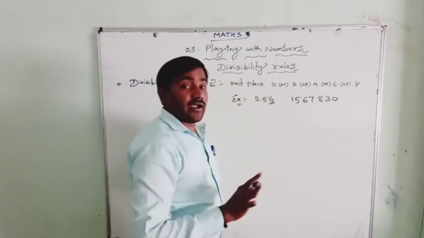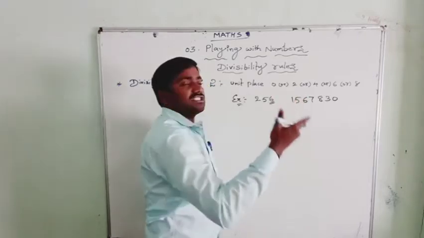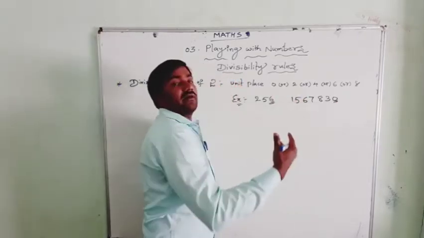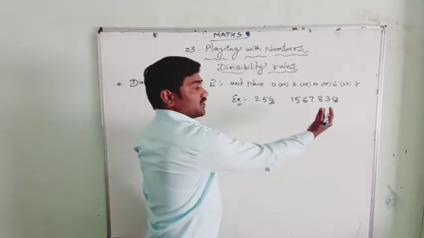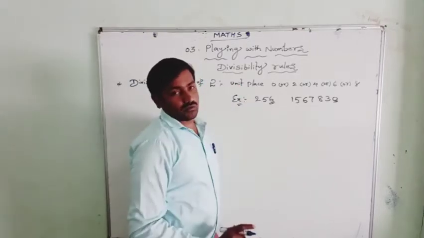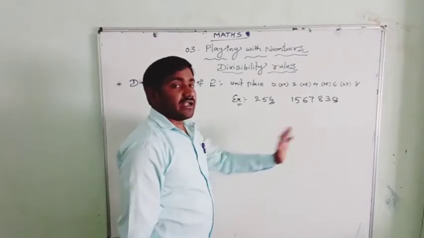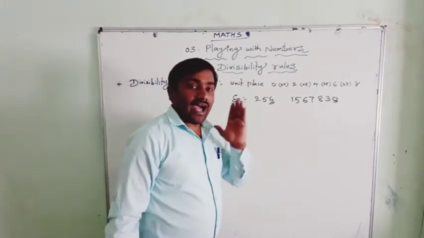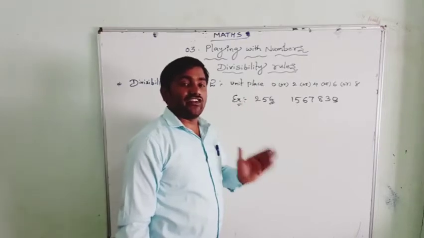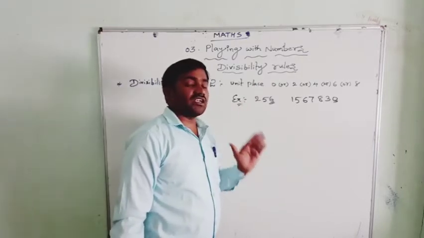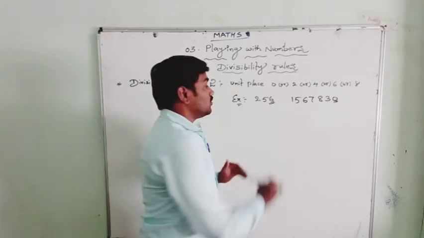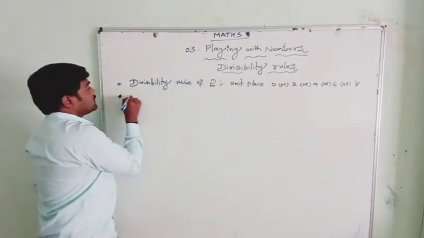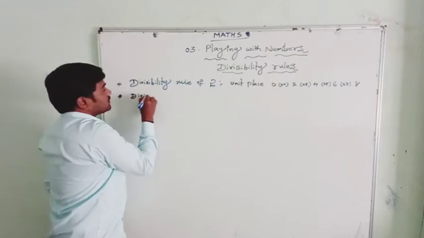Now this one is divisible by 2 because the unit place digit is 0. Hence, 0 is divisible by any number. In the same way, 0 is also divisible by 2. So I hope you understand how to identify whether a number is divisible by 2 or not. We have to see the unit place digit. If it is an even number, definitely the number is divisible by 2. And next we have to learn the divisibility rule of 3.